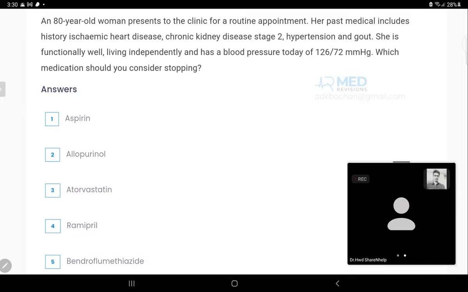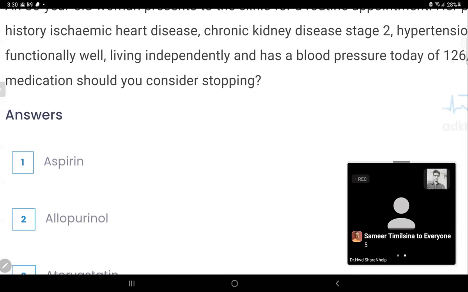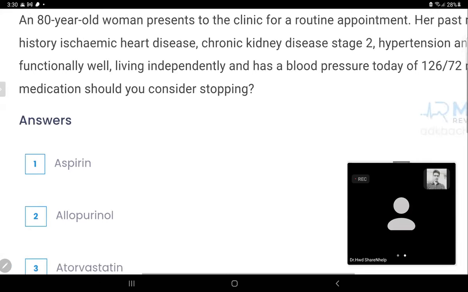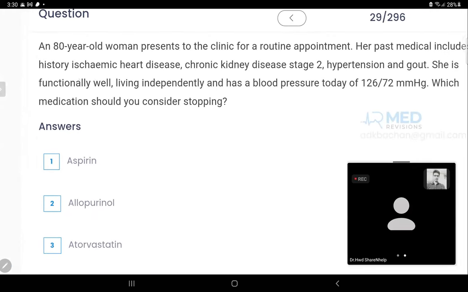So if you can see this cursor, if it said that she is unwell, we'd read this whole sentence, right? I'm telling you how to read the questions and save time on your exam. If it said here that she's functionally unwell, you'd definitely be reading this whole sentence. Otherwise, move to the beginning.